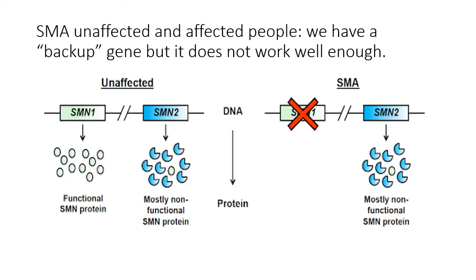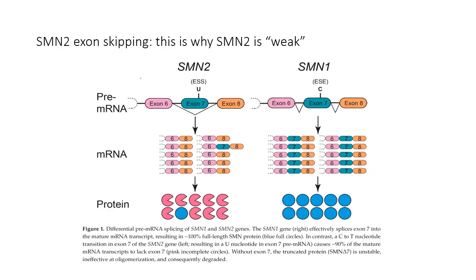Okay, so here's our picture again. SMN1 affected and unaffected people. We mostly produce non-functional SMN protein from SMN2, and the reason for that is we're skipping an exon during splicing. So we need to look carefully at the splicing of that exon to try to figure out what's gone wrong in order to try to fix it. Okay, so why has it gone wrong?